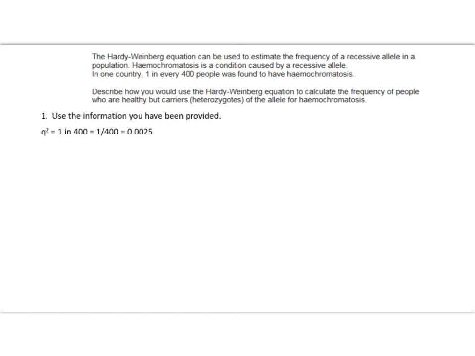So first of all, let's see what we've got. 1 in every 400 people have got hemochromatosis. So people who've got hemochromatosis must be homozygous recessive, because it says it's caused by a recessive allele. So they must have 2 copies of the recessive allele. This is a genotype, so if they've got the condition, they're homozygous recessive. So 1 in 400 people must be q squared. So let's put that into a decimal. 1 in 400 is 0.0025.